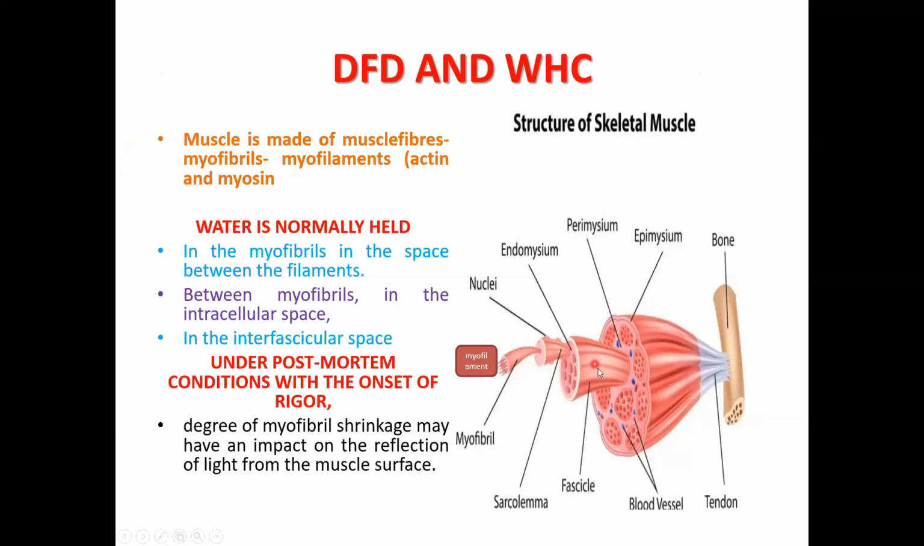We know that the muscle, as we have already seen in the lecture on muscle structure, is made up of muscle fibers. This is one muscle fiber. Each muscle fiber is made up of myofibrils, and each myofibril is made up of myofilaments, that is, actin and myosin.